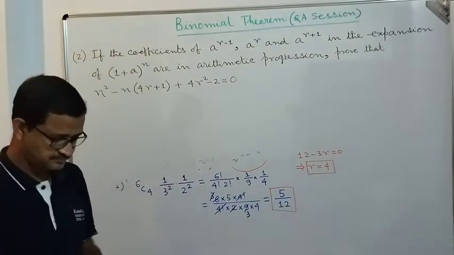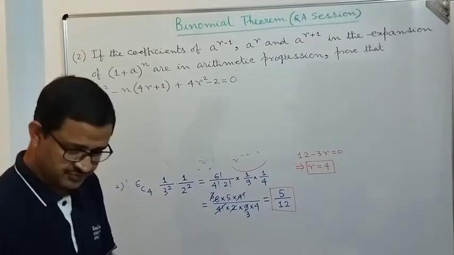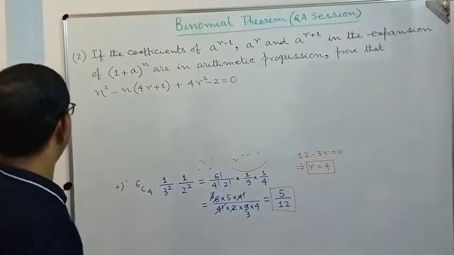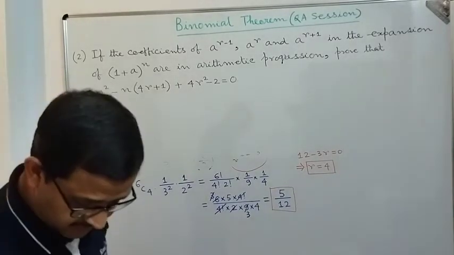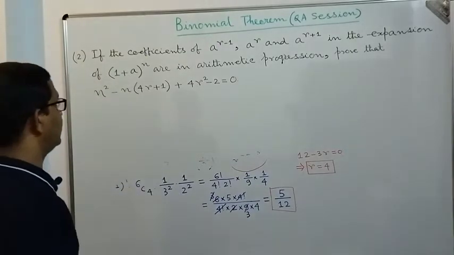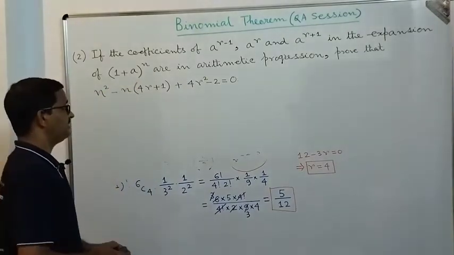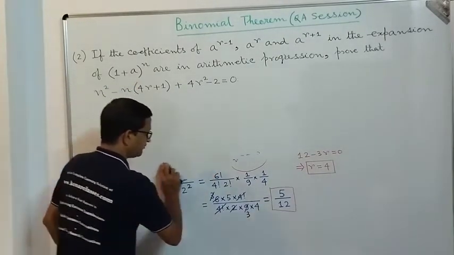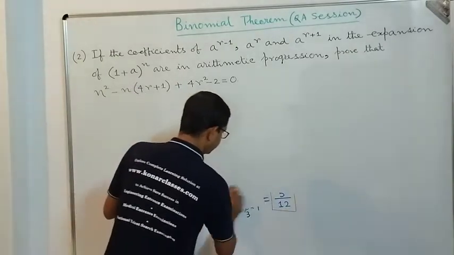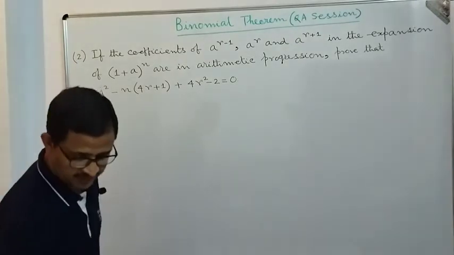Okay. So let's look into this question. So dear students, what is mentioned in this question is that the coefficients of a to the power r minus 1, a to the power r and a to the power r plus 1 in the expansion of (1 plus a) power n are in arithmetic progression. So first of all, we need to first see the terms in the expansion of (1 plus a) power n.